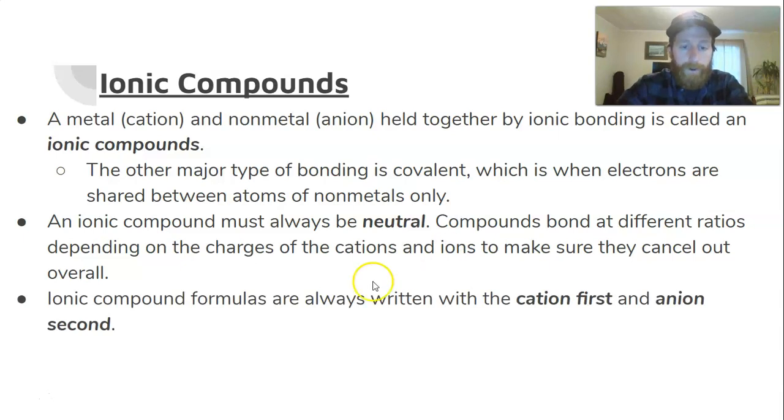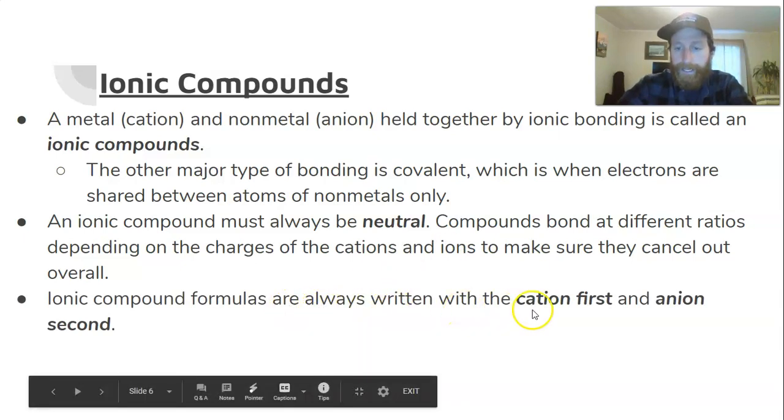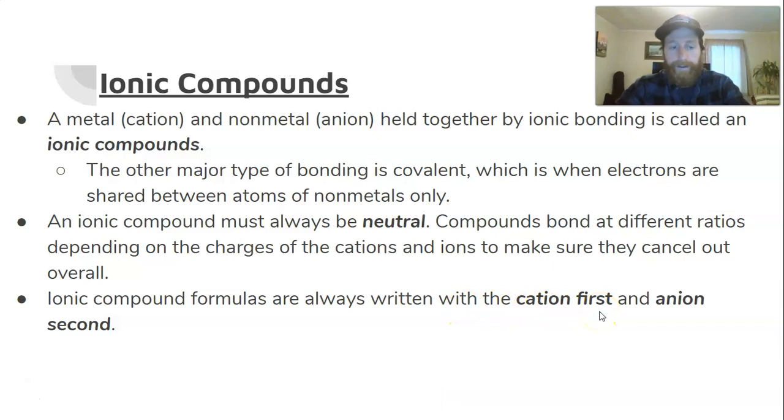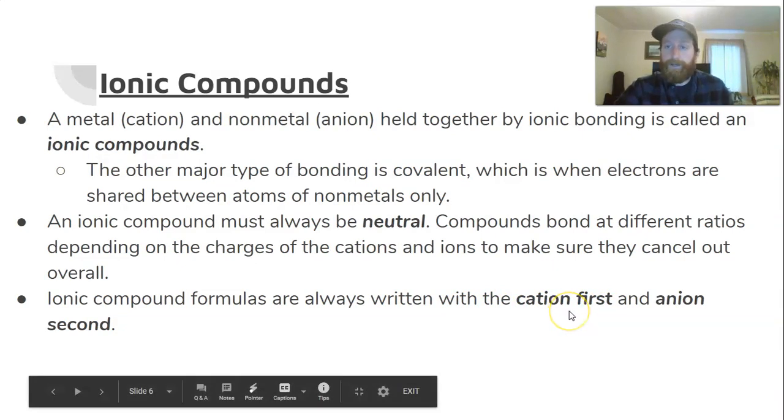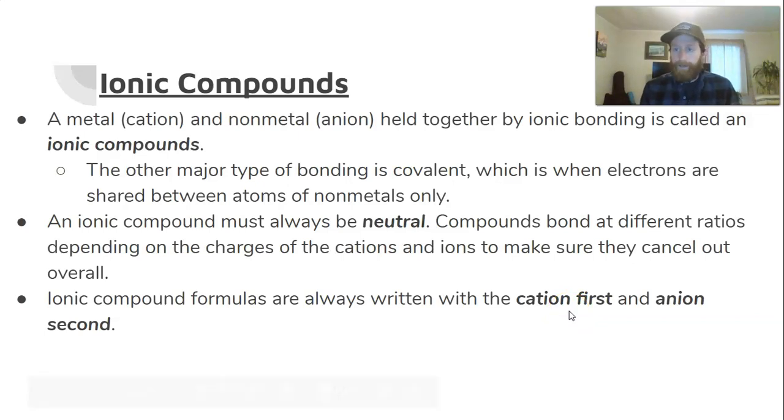Ionic compound formulas are always written with the cation first, the metal first, and the anion second. And cations are on the left side of the periodic table, anions are on the right side, so you could remember it that way. The thing from the left side and then the thing from the right side.